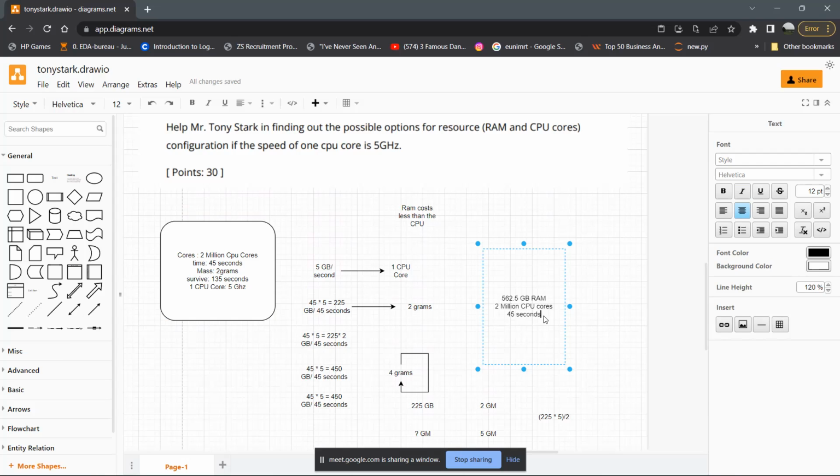Okay, now tell me for 135 seconds, what will be the number of CPU cores we have to use with this configuration?